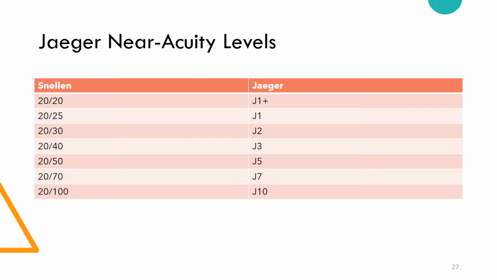Here we see 20/20 is equal to J1 plus, 20/25 is equal to J1, 20/30 J2, 20/40 J3, 20/50 J5, 20/70 J7, 20/100 J10, and so on as the visual acuity worsens.